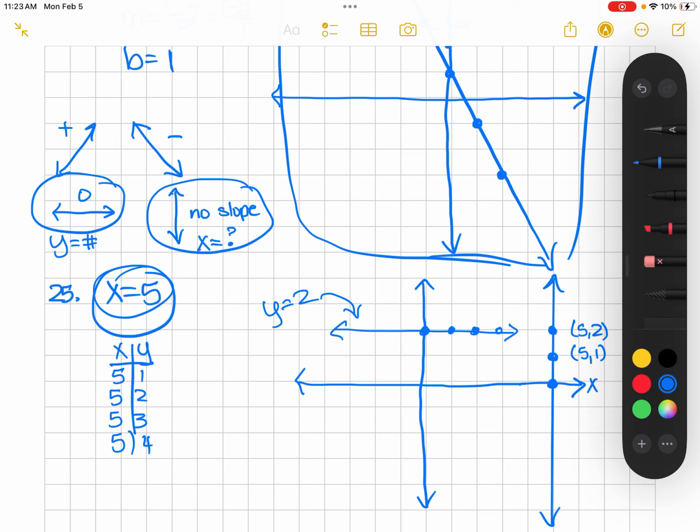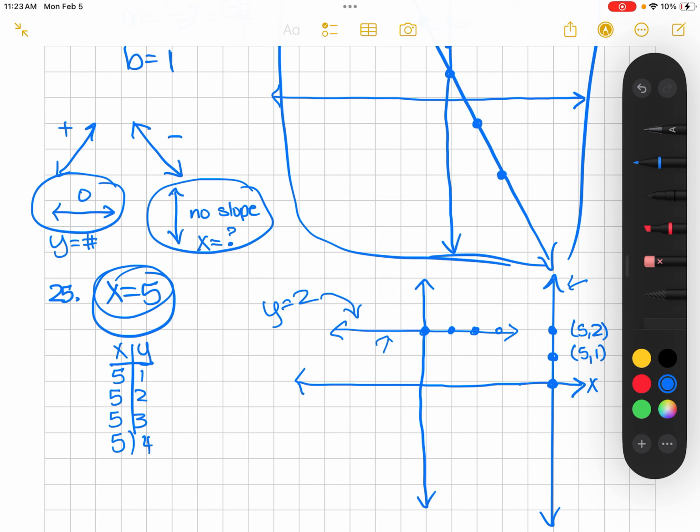So a horizontal line is y equals a number with no x's in it, and a vertical line is x equals a number with no y's in it, because notice this line does not ever hit the y-axis. And this line does not ever hit the x-axis. That's why they don't have them in there. The only ones that are different are if it's x equals 0 or y equals 0. And those are actually on the axis.